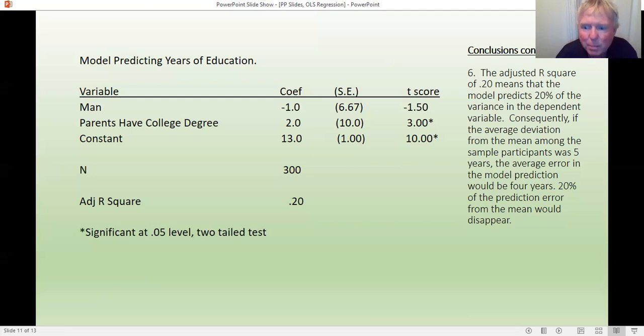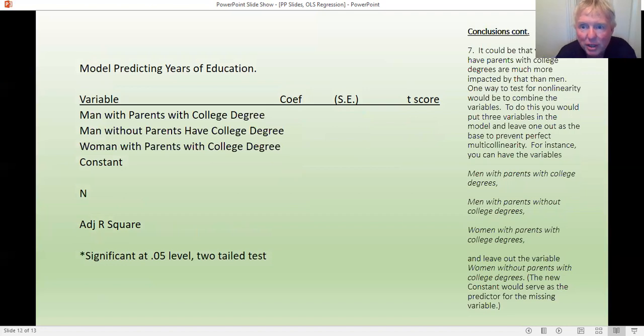So in regression, we have the ability to change that and make it where we can look and not assume that these are linear. And we would do this by basically categorizing the variables and putting those variables together so that we can look at the effects on men and women of their parents having college degrees.